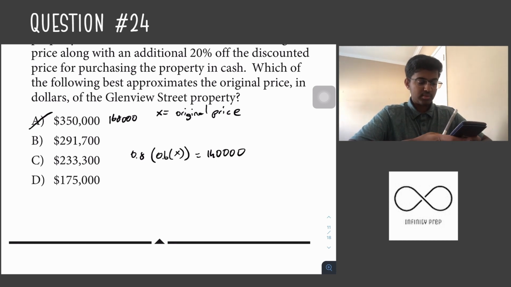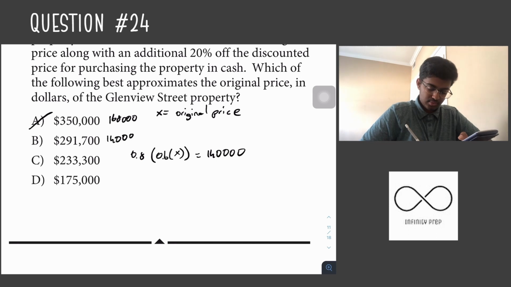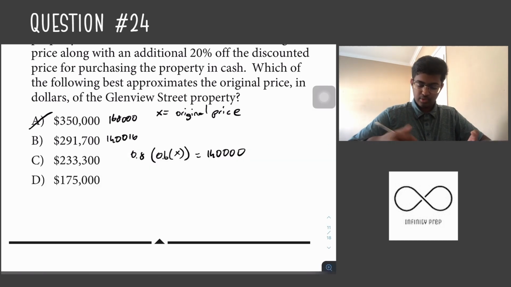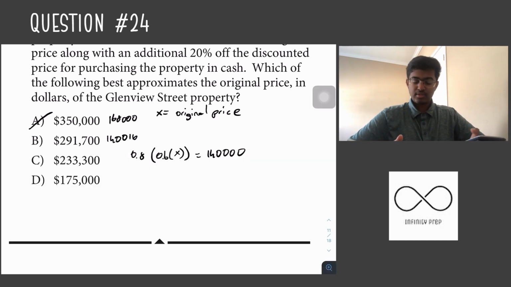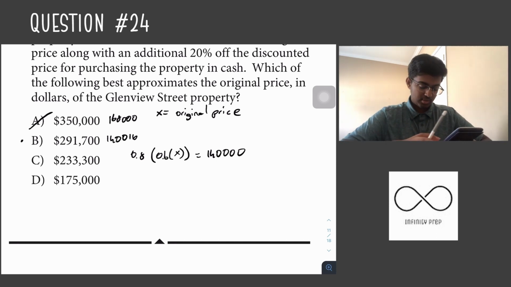291,700 times 0.6 times 0.8 is 140,016. This is really close to our expected answer. So this could be our correct answer, but let's check the other answers just to make sure.